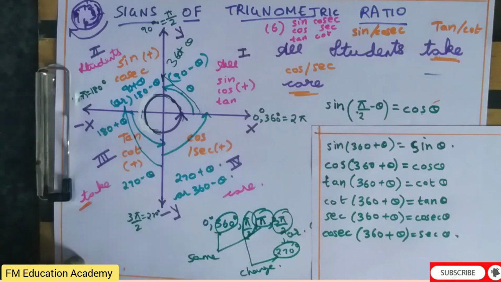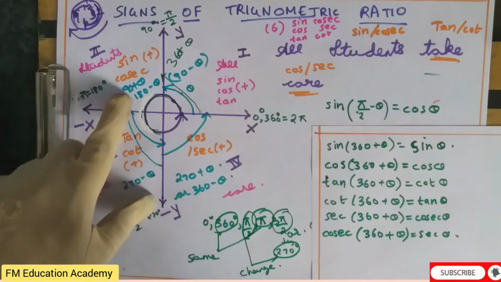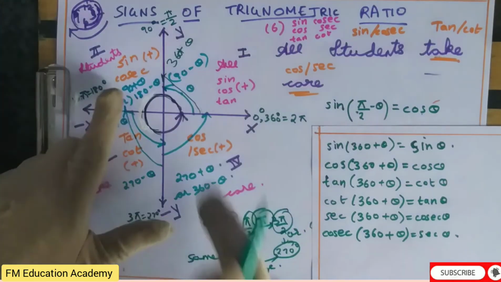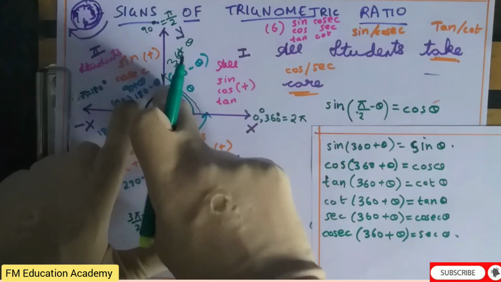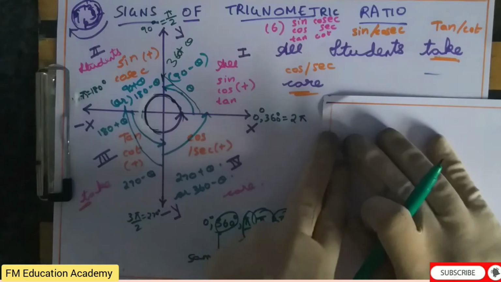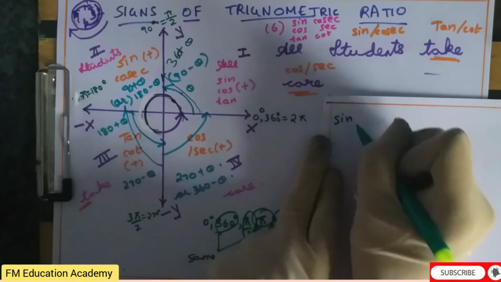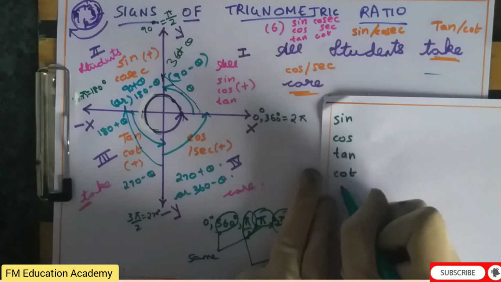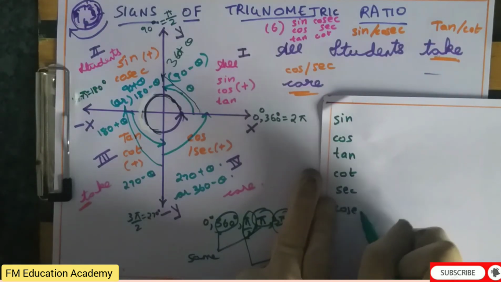Now coming to second quadrant. What are the possibilities of second quadrant? Either it can be 90 plus theta, or it can be 180 minus theta. So how to write 90 plus theta and 180 minus theta? We have sine, cos, tan, cot, secant, cosecant.